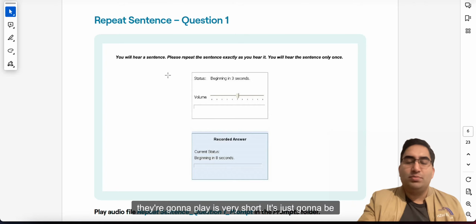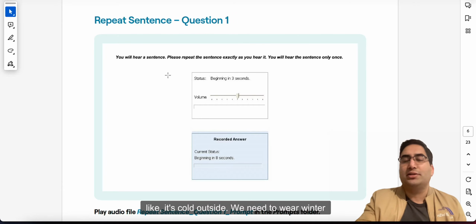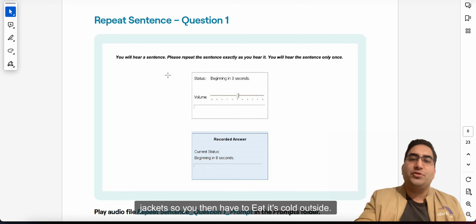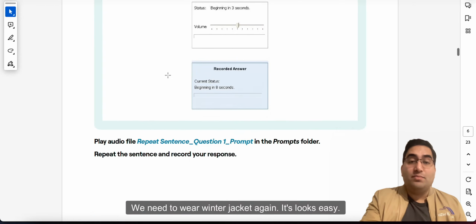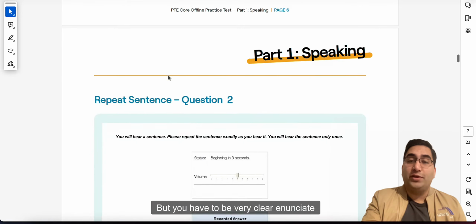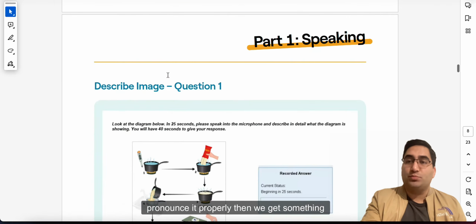The sentence they're going to play is very short. It's just going to be like, it's cold outside, we need to wear winter jackets. So you then have to repeat, it's cold outside, we need to wear winter jackets. Again, it looks easy, but you have to be very clear, enunciate, pronounce it properly.